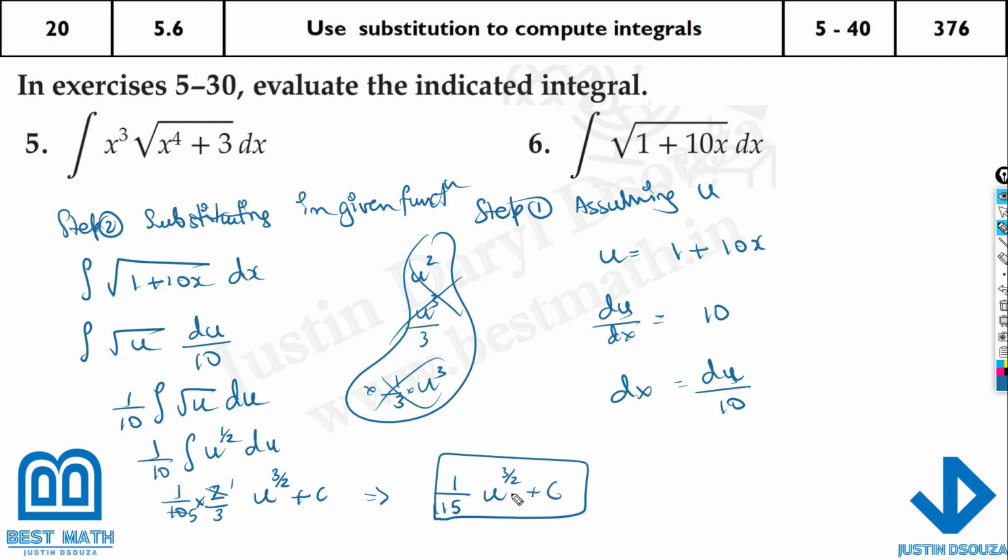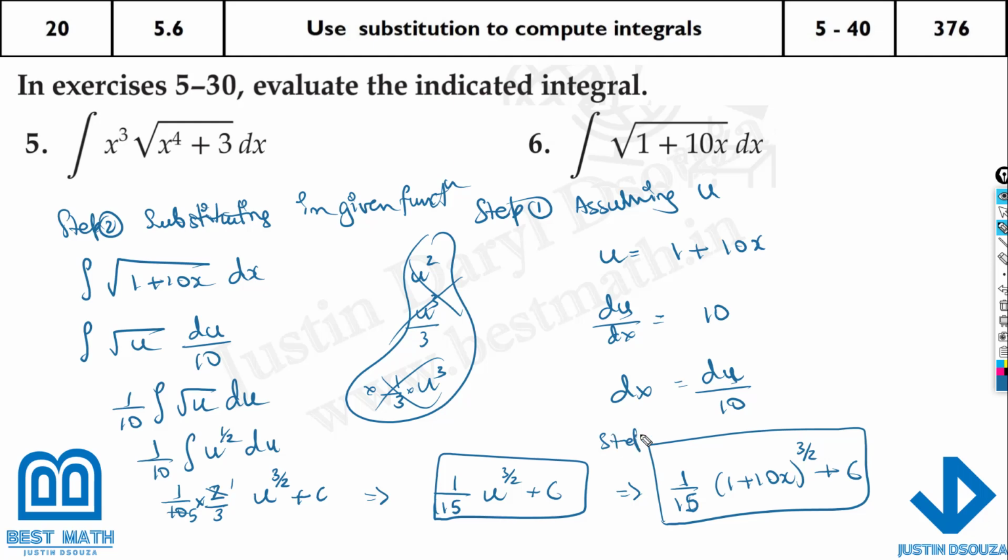But oh no, it's not done yet. My bad. What is u exactly? We had taken that to be 1 plus 10 times x. So 1 by 15 into 1 plus 10x to the power 3 by 2 plus c. This is the final answer. Make sure you write all these steps, step 1 and step 2. You can write the final step as step 3: substitute back the u value.